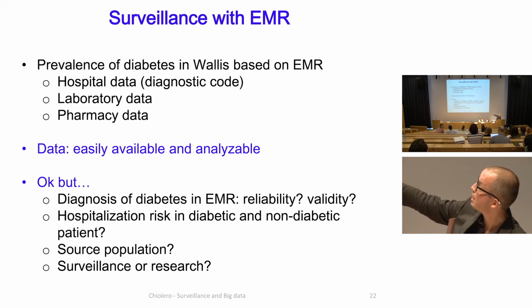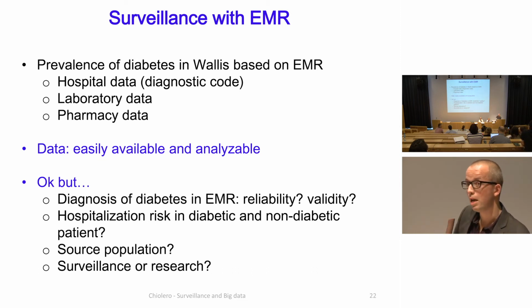So we have hospital diagnostic code data, data from the hospital laboratory, and pharmacy data, and we group all that together, trying to assess the prevalence in the hospitals and to see if we can use these to estimate, one way or another, the prevalence of diabetes in the population. Data are quite easily available and analyzable, but there are issues we have to think about. Diagnosis of diabetes in electronic medical records or in diagnostic codes: what is the reliability and validity? It has been shown that it can be quite high, but in our setting, is it good or bad? We have to test that, we have to assess that.